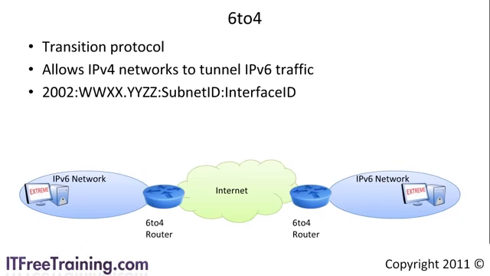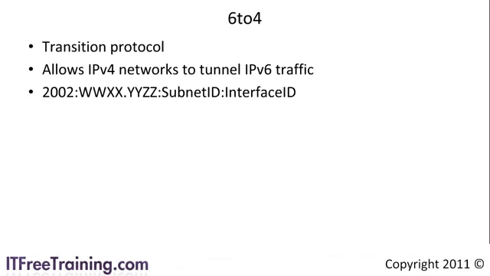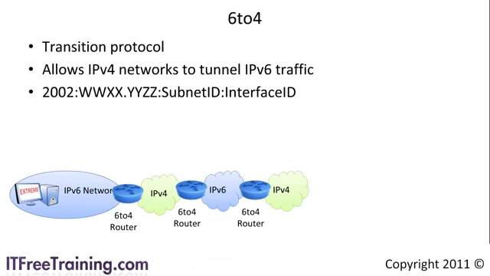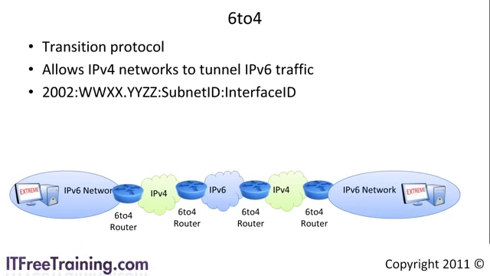Consider this more complex example. The communication leaves the IP version 6 network and enters an IP version 4 network. The communication then travels to a 6to4 router and enters an IP version 6 network. From here, it gets routed through an IP version 6 network, but unfortunately, there is no IP version 6 network to the destination network. The communication again gets tunneled through an IP version 4 network to another 6to4 router, which has a connection to the destination network.